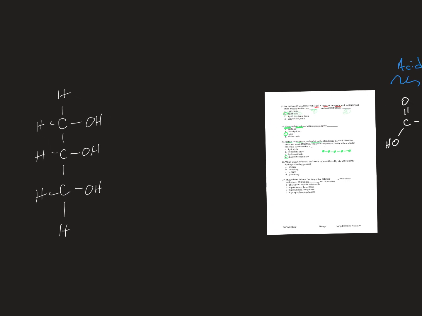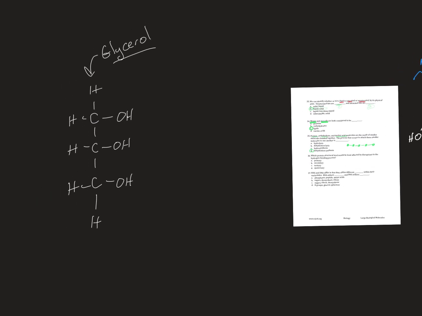So this is a glycerol molecule. It's a molecule called glycerol. It's just 3 carbons with 3 hydroxides. You should all know what the hydroxide is because it's one of those fundamental molecules that you have to know. So there's a hydroxide, there's a hydroxide, and there's a hydroxide, an OH group.